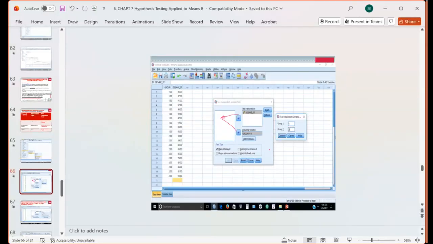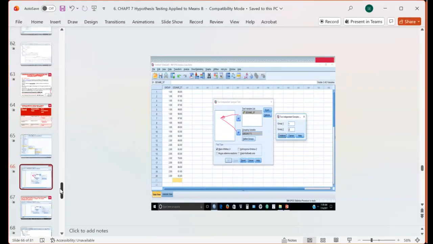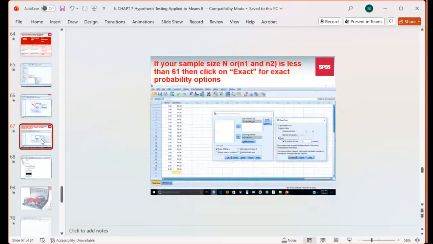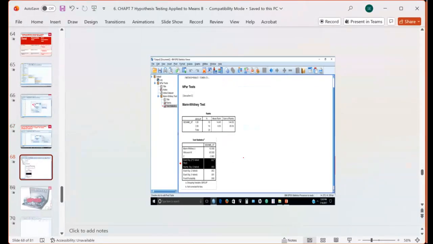Click OK. That's your output. And let me make it larger.